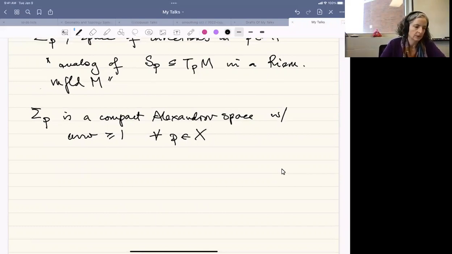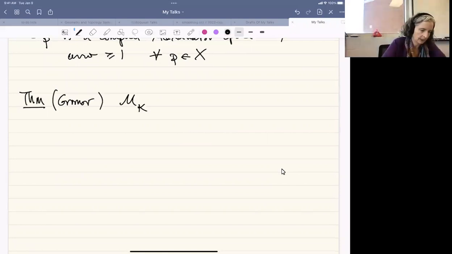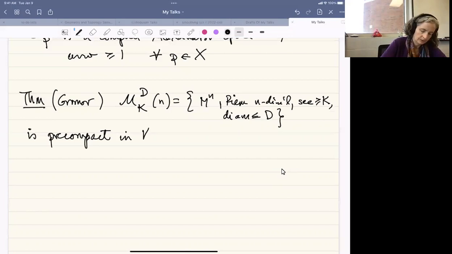And there are 2 important, classic results at this point about Alexandrov spaces that make them especially appealing to study. The first is the theorem due to Gromov. And that tells us that if I define M, K, D of n to be the space of n-dimensional Riemannian manifolds with a lower curvature bound of K and an upper diameter bound of D, this space is pre-compact in the Gromov-Hausdorff topology.